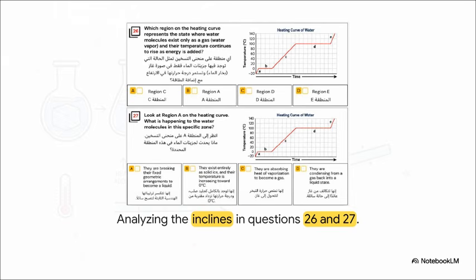Question 27 asks what's happening to the water molecules in region A. Since region A is below 0 degrees and slanting upwards, it exists entirely as solid ice, and its temperature is just increasing toward that melting point, so answer B is correct.